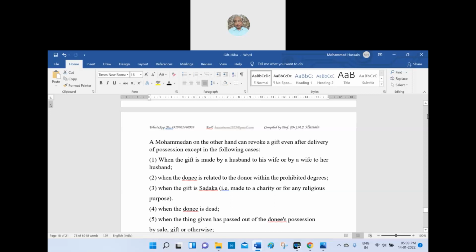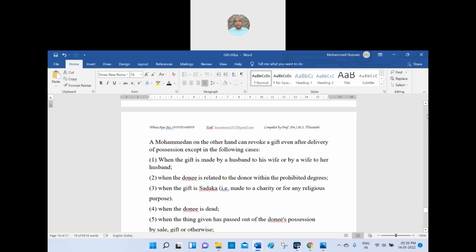Cannot revoke, sir. Cannot revoke, because of the exclusion clauses. So a gift given by the husband to the wife or the wife to the husband cannot be revoked once it is given. Also, when the donee is related to the donor within the prohibited degree, such as brothers and sisters, it cannot be revoked.